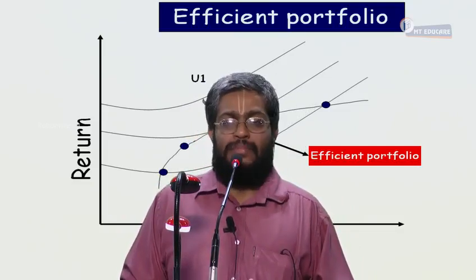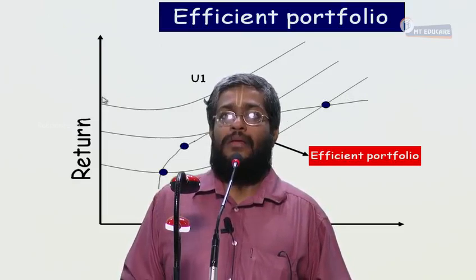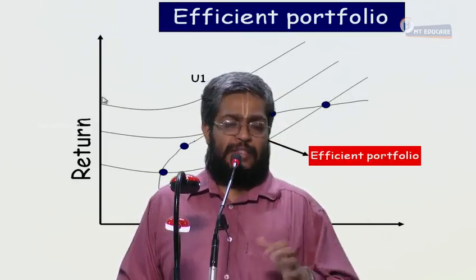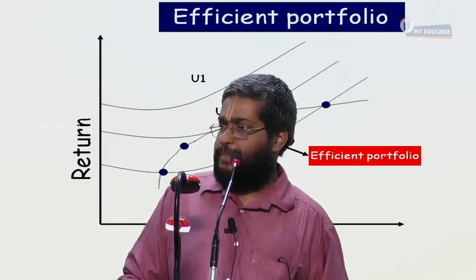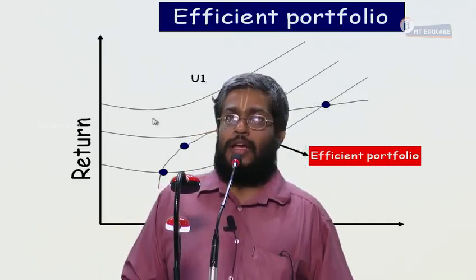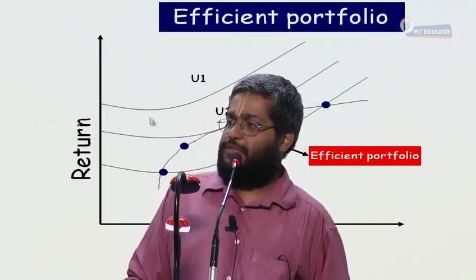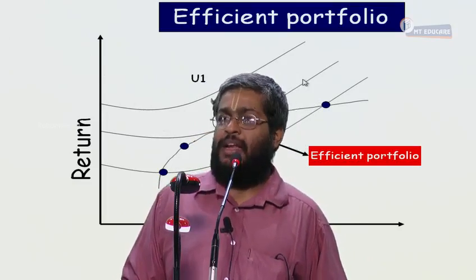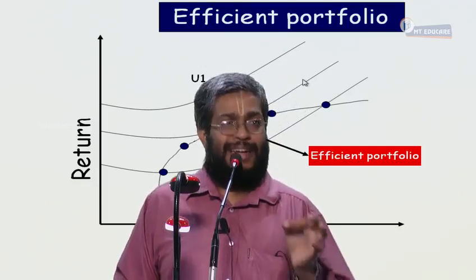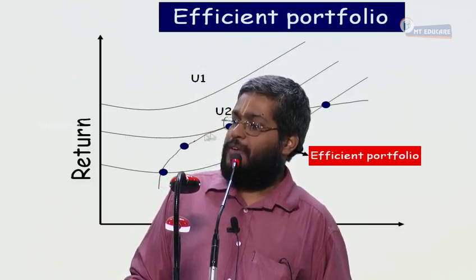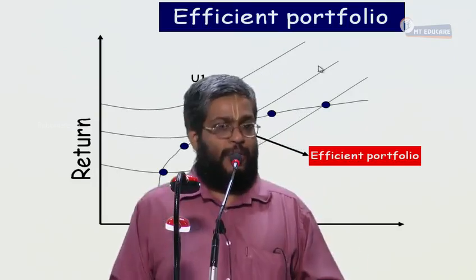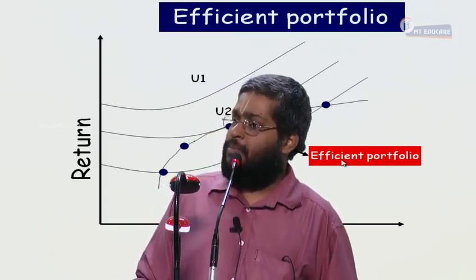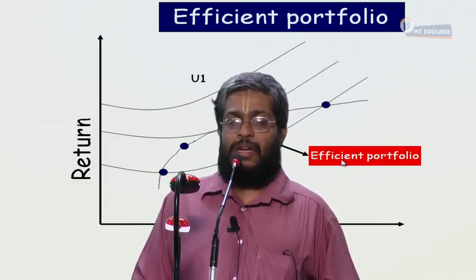Point number 7 or 8? Point number 5. Sorry, point number 5. The utility curve will first touch the efficiency frontier at the point of what? Tangency. The utility curve first touches the efficiency frontier at the point of tangency, which is called what? Efficient portfolio.